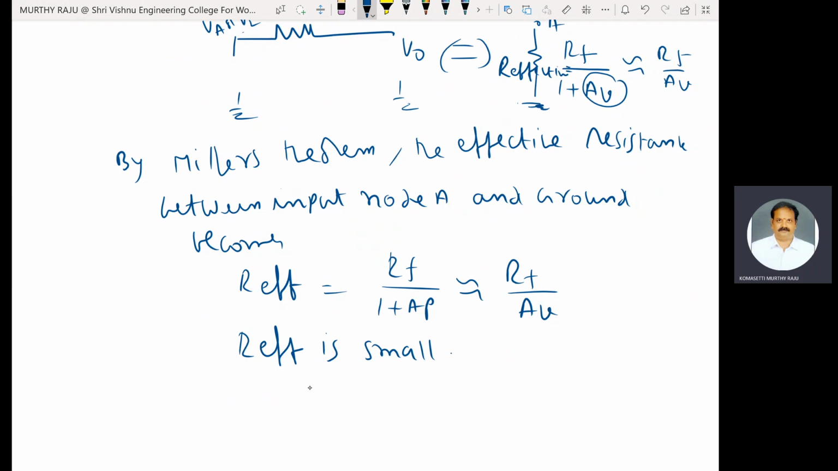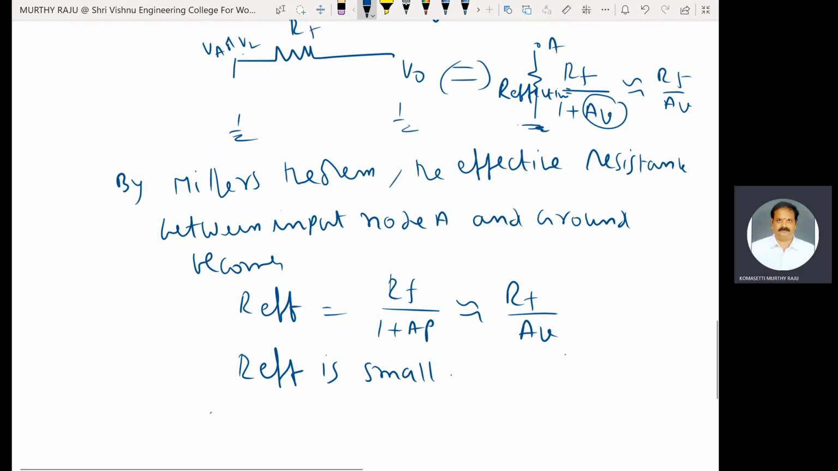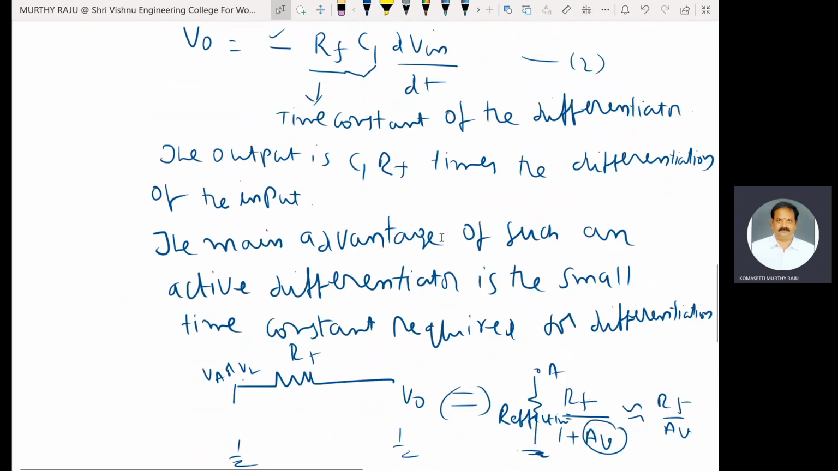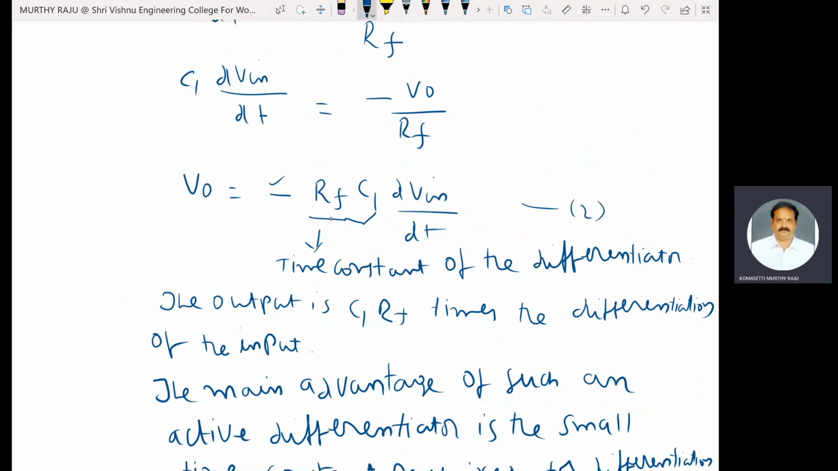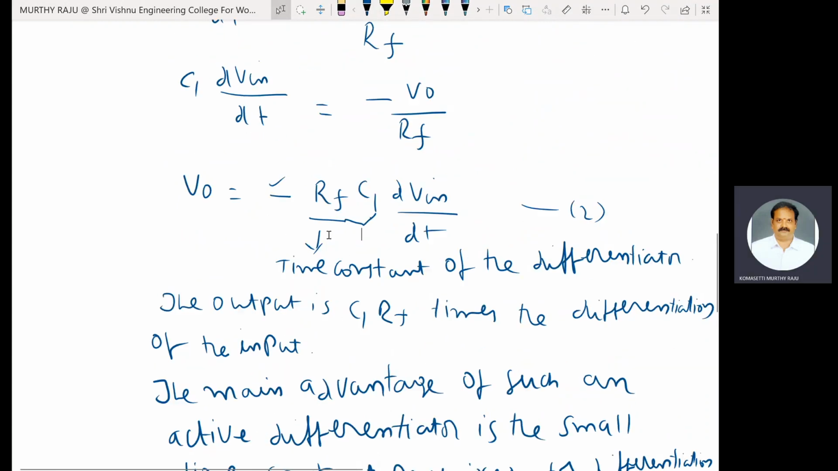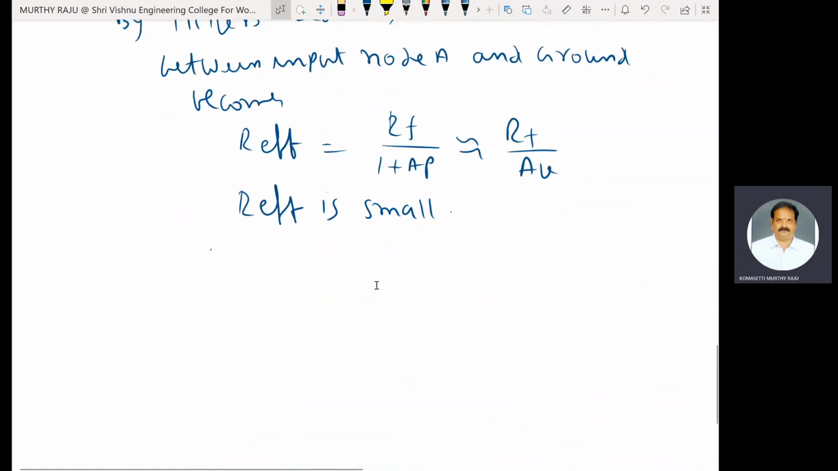R effective is small, and hence the condition RF C1 less than T gets satisfied at all the frequencies. Effective RF becomes very small, and hence the condition RF C1, not R1, RF C1 is the time constant of that circuit, which is very, very less than T. T is the time period of the input signal.